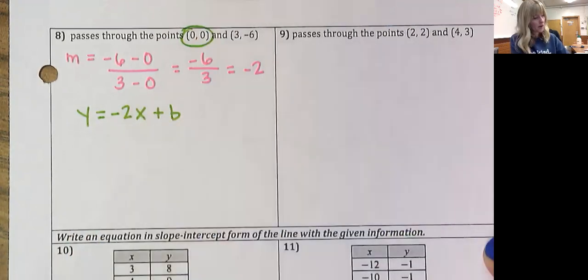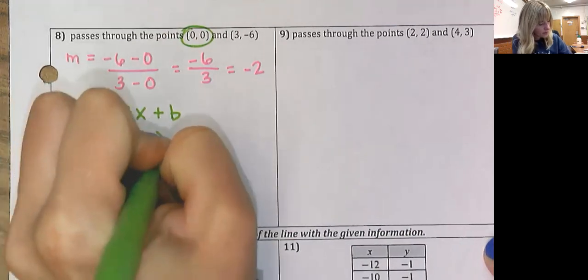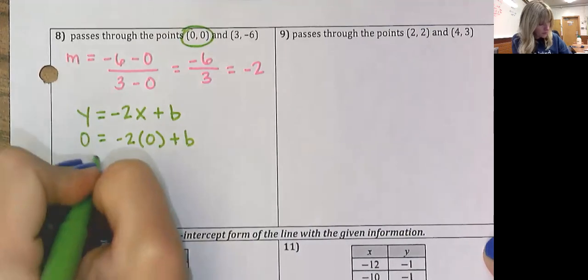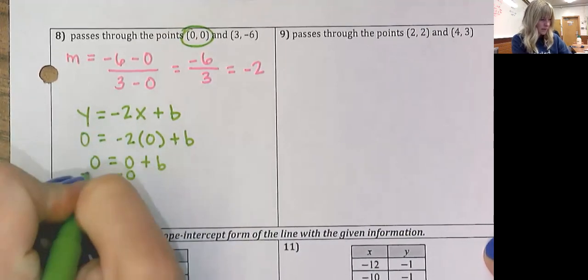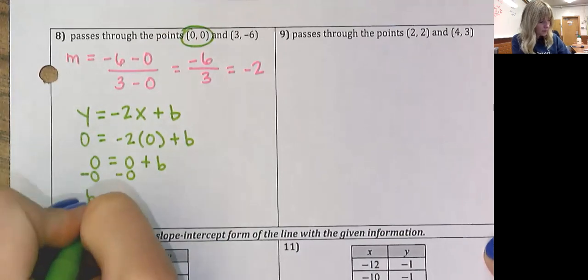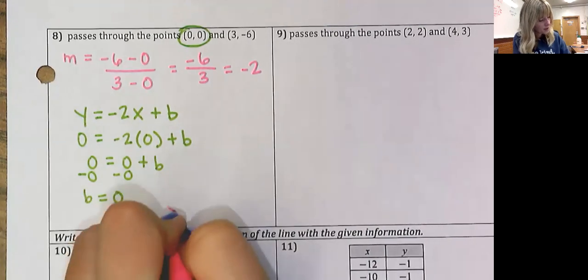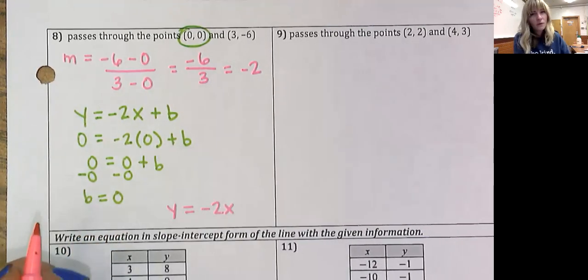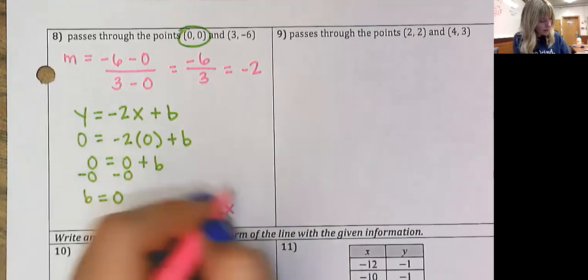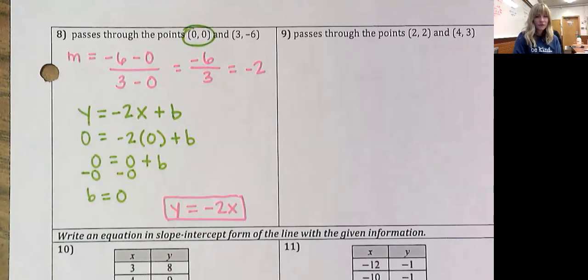Let's take that ordered pair and plug it in. 0 equals -2 times 0 plus b. 0 equals 0 plus b, minus 0. That's a lot of zeros everywhere, and that's because the b value is, of course, 0. So my final equation is just y equals -2x plus 0. Do I really need to write plus 0? I can, but a mathematician wouldn't. They would write it nice and efficiently like that: y equals -2x.